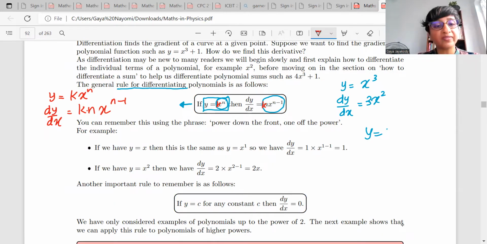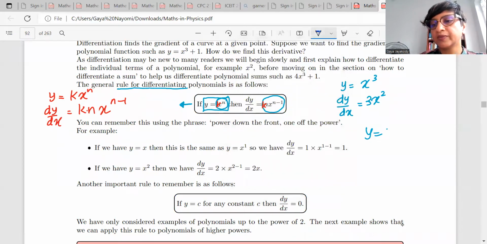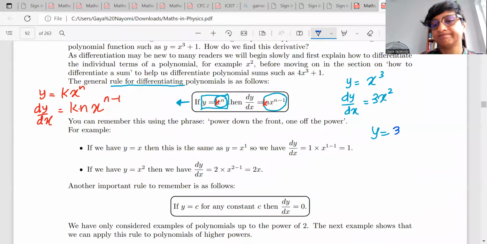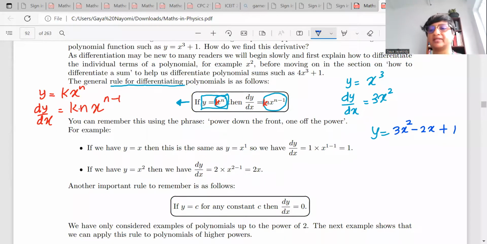So if you have a sum of these terms in your function, so for example y equals 3x squared minus 2x plus 1.